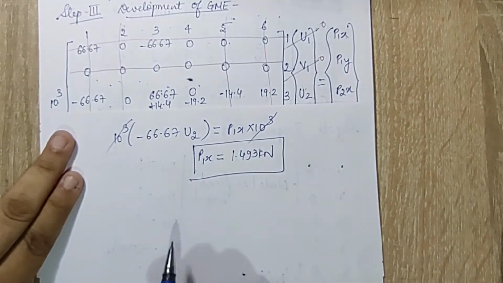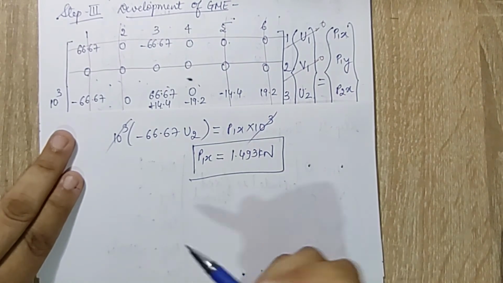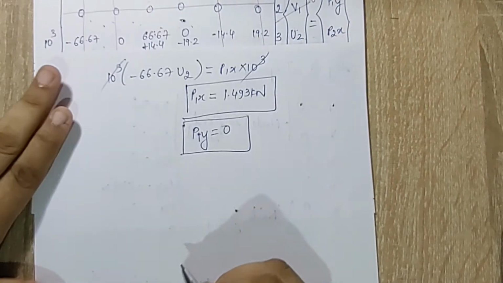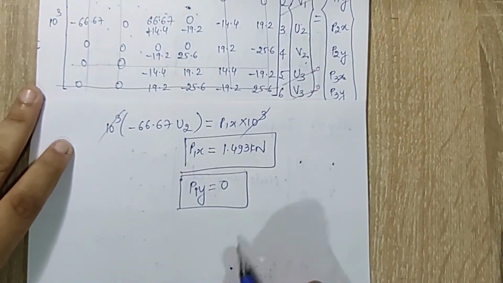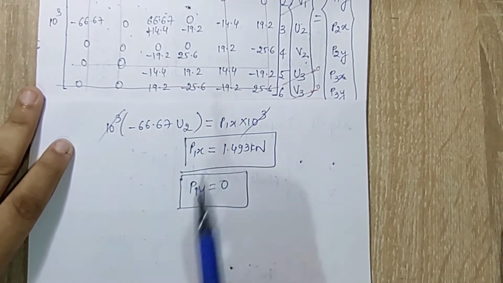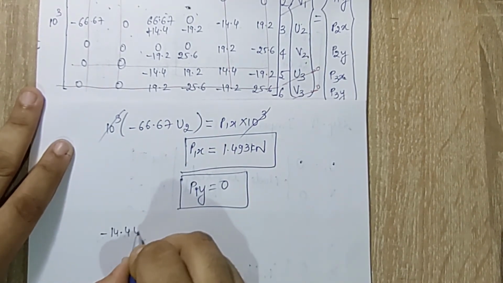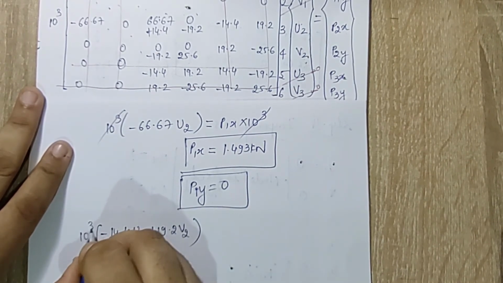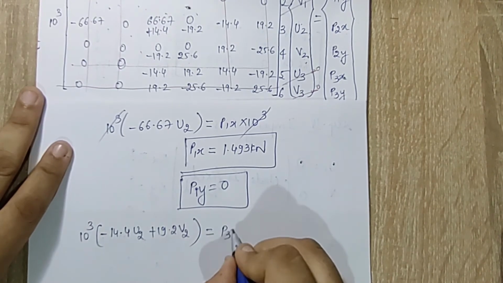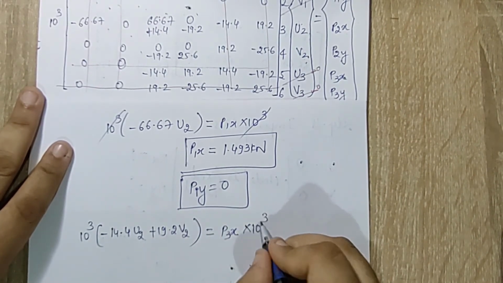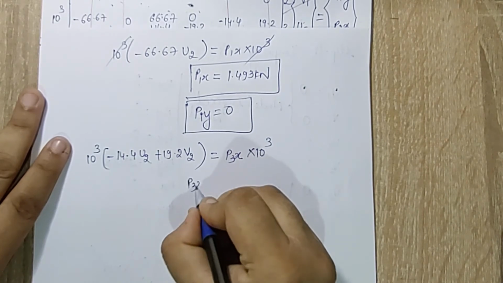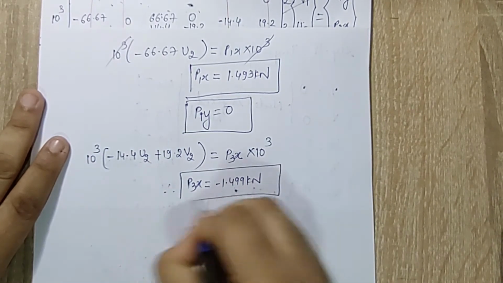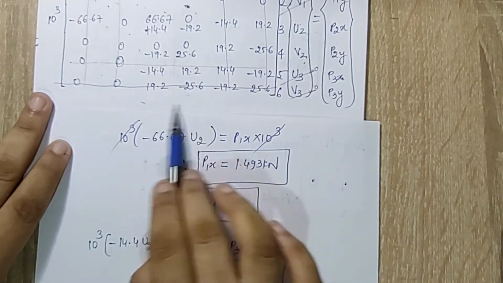For the second equation, if you observe, all the values are 0. So even if you are writing the equation, no use. P1y is directly 0. Then I'll go for this equation. Here if I observe, I can see the third term and the fourth term. So minus 14.4 U2 plus 19.2 V2, 10 raised to 3 common, is equal to P3x into 10 raised to 3. On solving, I get P3x as minus 1.499 kilonewton, and for the last one, these two terms are present.